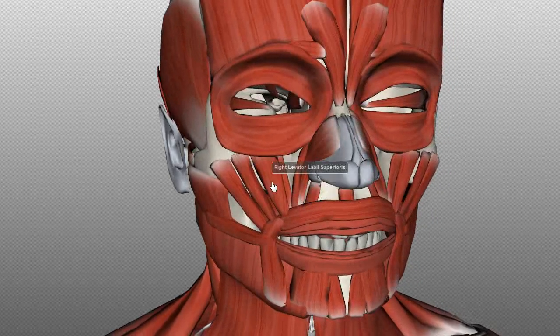Next, we've got the levator labii superioris, and again, the name of this muscle indicates what the function is and where it inserts. So levator means elevator, lifter. Labii is Latin for lips, and superioris means upper. So it's the lifter of the upper lip. Immediately it tells you what the muscle function is.